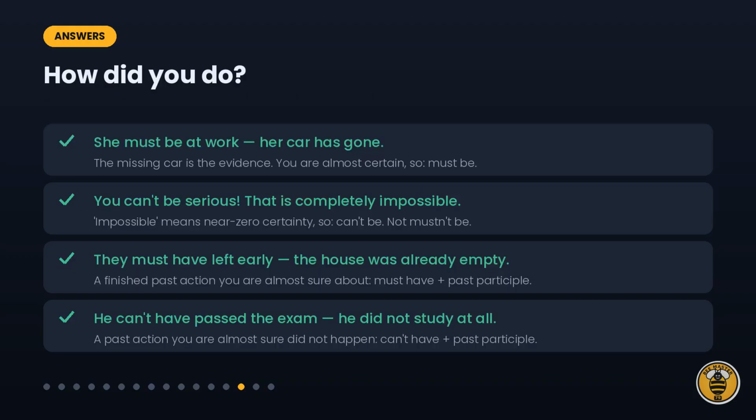Here are the answers. 1. She must be at work. Her car has gone. 2. You can't be serious. That is completely impossible. 3. They must have left early. The house was already empty. 4. He can't have passed the exam. He did not study at all.